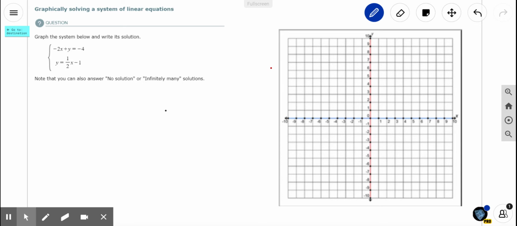But I don't want you to forget how to graph a line. You can always use a table, you guys.